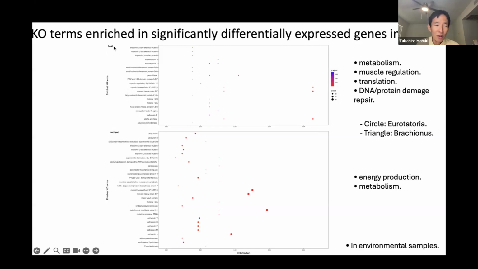In the top panel, showing the enriched KO terms in heat response under moderate nutrient condition, we generally find enrichment of genes involved in metabolism, muscle regulation, translation, and DNA or protein damage repair. In the bottom plot, showing the KO terms enriched in nutrient response under ambient temperature, we generally found enrichment of genes involved in energy production and metabolism.